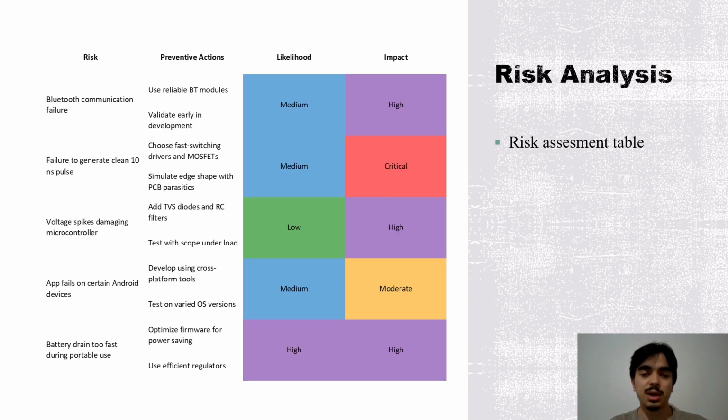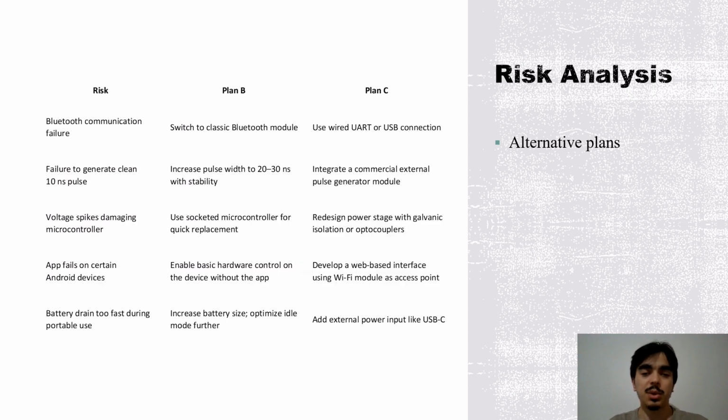Risk assessment analyzes potential problems in a project. It includes the probability and impact of the risk. The risks in this project are shown in the table. In our project, backup plans B and C were made in case the risk happened. These plans help keep the project on track.